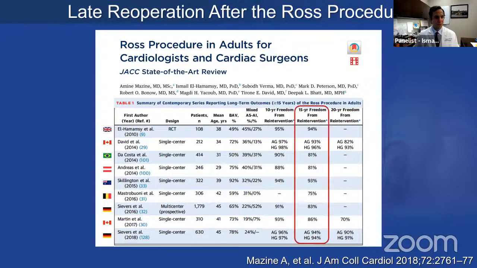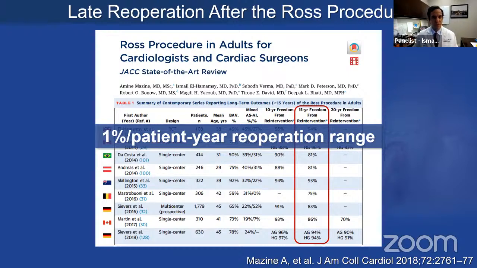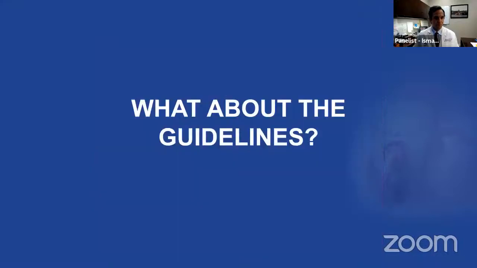And this is from the review. Essentially, the annualized rate of reoperation in all of these studies is around 1% per patient year range, which compares very favorably even to mechanical AVR, but certainly much better than tissue AVR in patients in that age range.